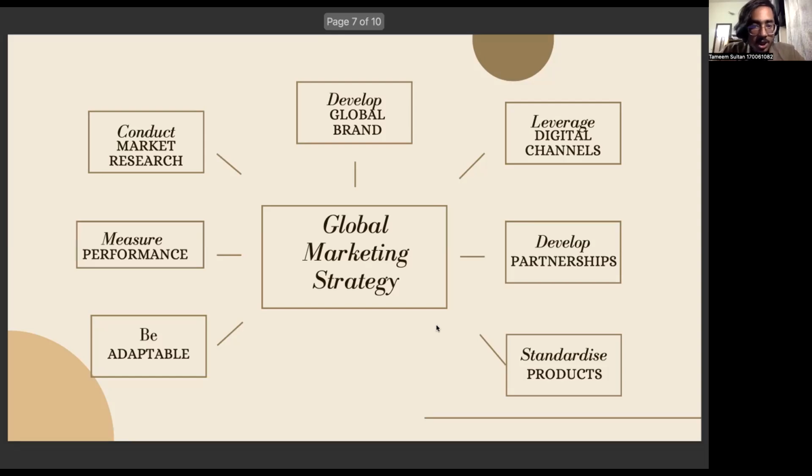Then leverage the digital channels. Use digital channels such as social media, like Instagram, LinkedIn, Facebook, TikTok. TikTok is one of the most trendy social media marketplaces right now. Do you guys know that? It's developing the future. Facebook is going to get extinct in a few years, I believe. TikTok is the future, I believe. So yeah, expanding in TikTok is also necessary. We are planning to expand in TikTok as well.